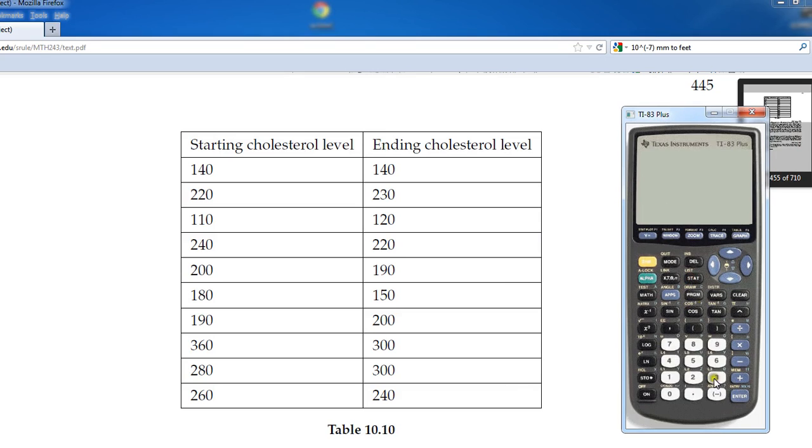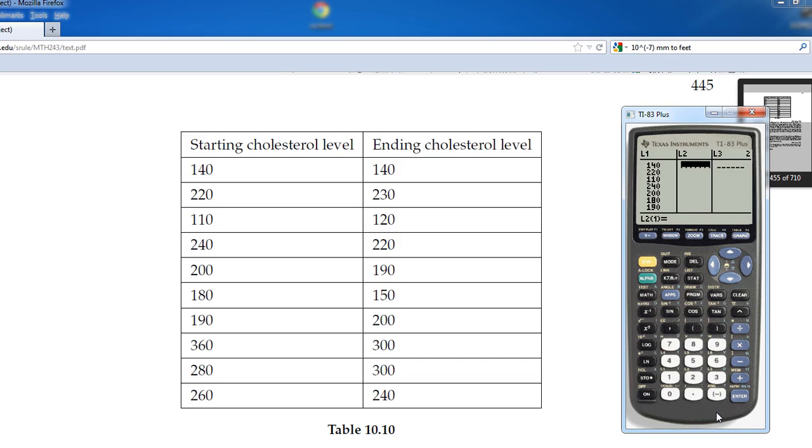So the first thing I'm going to do is look at the data. Let's get in here to edit it, clear out some lists. All right, so we have 140, 220, 110, 240, 200, 180. I'm assuming we're talking about bad cholesterol too, since we're trying to lower it. I'm guessing this is LDL cholesterol. Otherwise, we'd want to be raising this bad boy, wouldn't we?